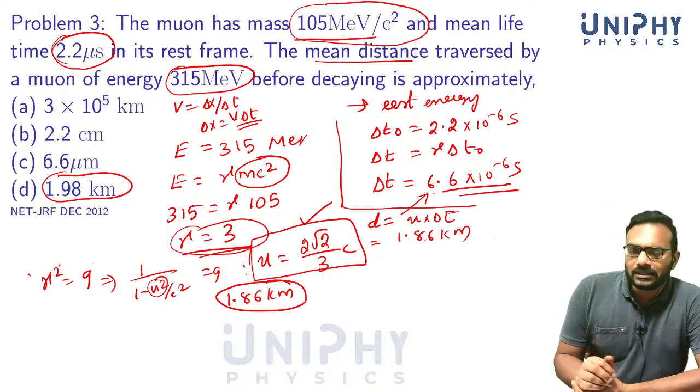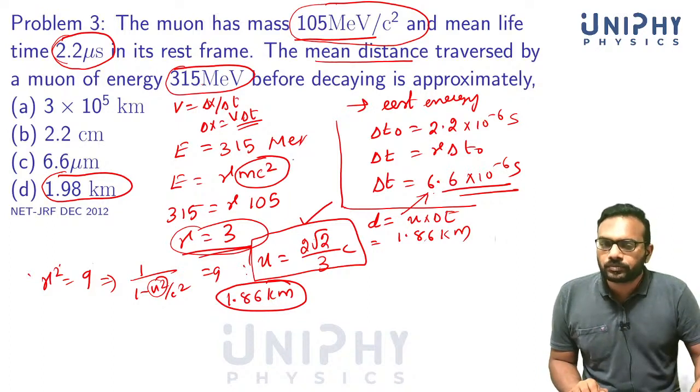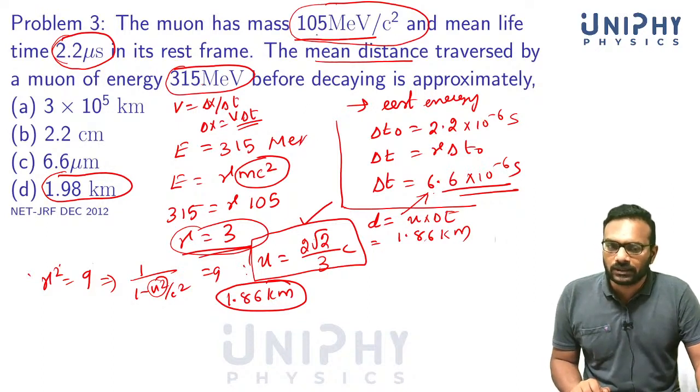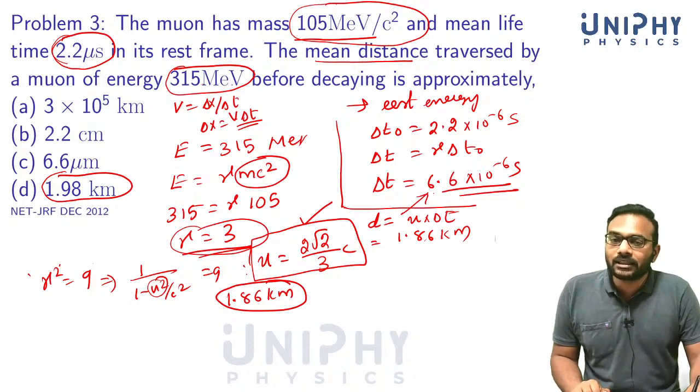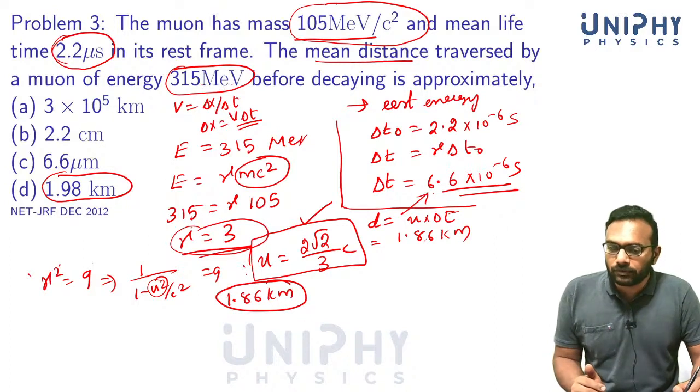I hope it's clear. It's quite easy. I'll just explain what we did. The rest mass is given, or the rest energy is given. And then we are talking about a muon which has energy 315 MeV. So we know that it's moving. So we see that E is equal to gamma mc square. From that we found gamma, and from gamma we found the velocity.